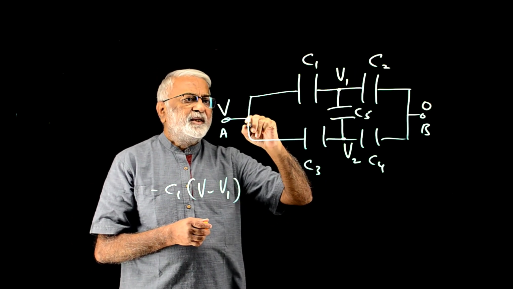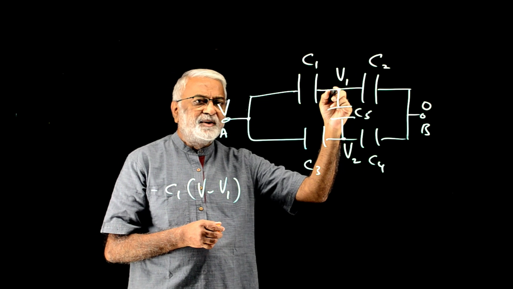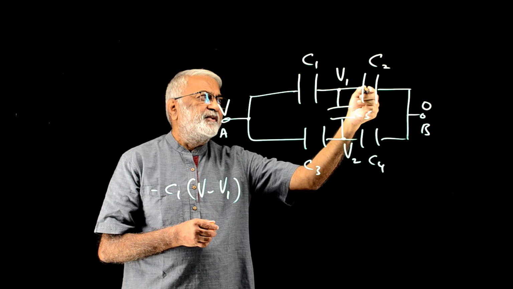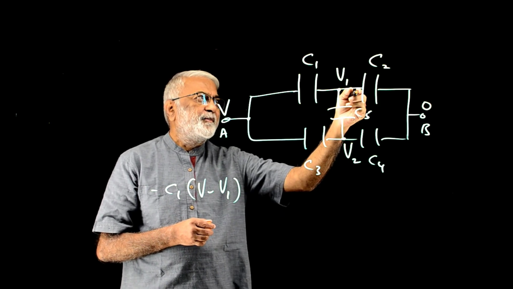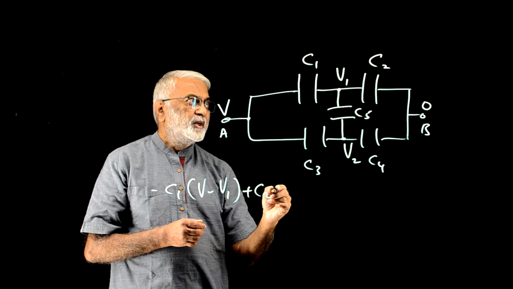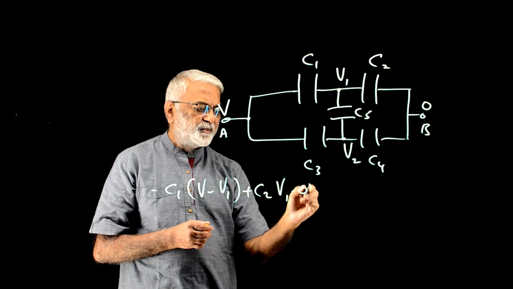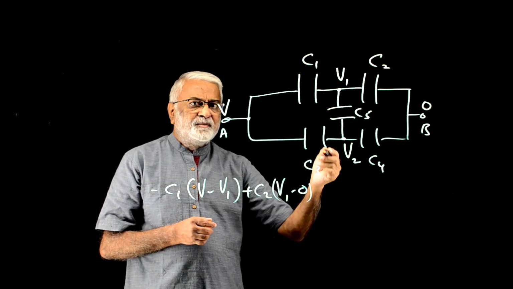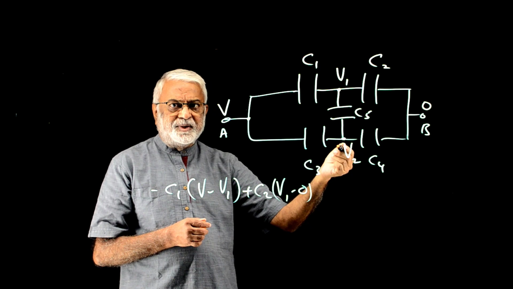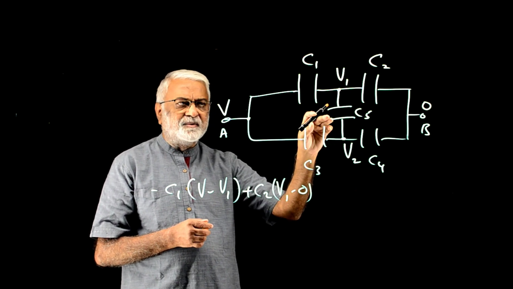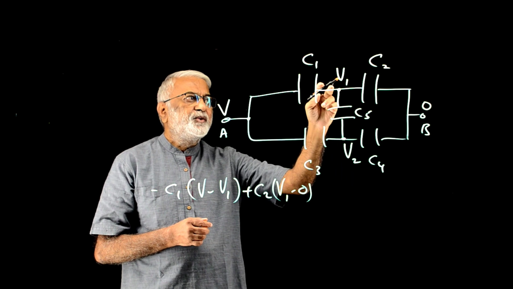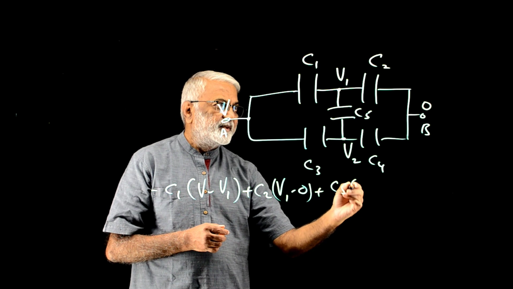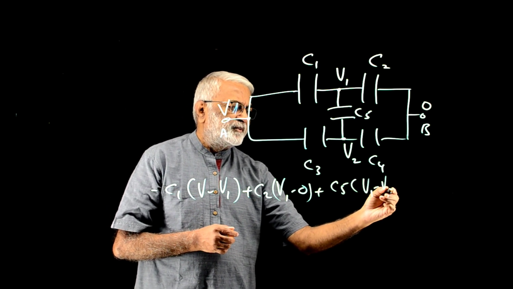We'll assume that V1 is less than V and greater than 0. So the potential difference across this will be V1 minus 0, that is V1. So the charge on this plate will be positive, plus C2 times (V1 minus 0). For this one, let's assume V1 is more than V2. We do not really know whether V1 is more than V2, or the other way around. It depends on the network. So this plate will be positive, and the charge on that will be C5 times (V1 minus V2).